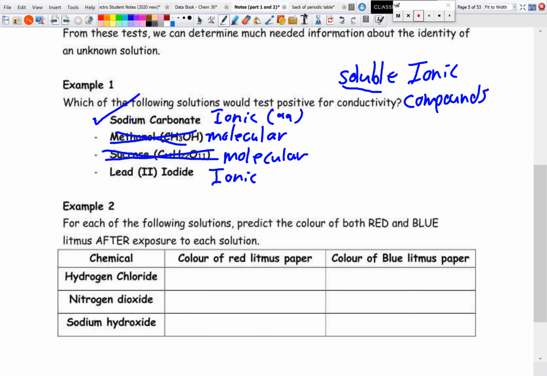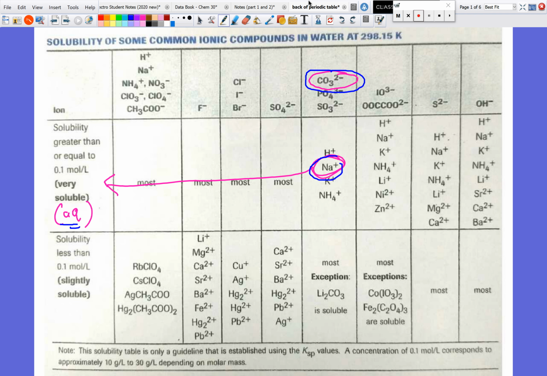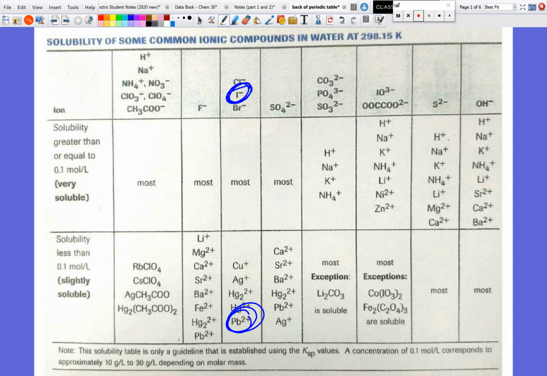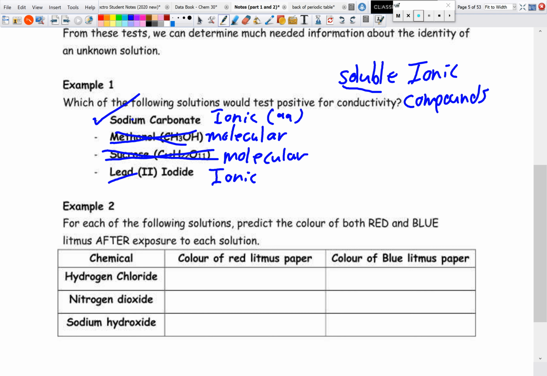Now my lead 2 iodide, I'm also going to have to check. So I'm just going to clear the markings I have right here. I find my iodine ion right here, and I go down. Most are very soluble, that bodes well, but I have to check that lead 2 plus is not down here. Copper 1, silver, mercury 2, whoops. Lead is right here, slightly soluble, so lead 2 iodide also won't, because it stays as a solid. So our sodium carbonate is the only one that will test positive for conductivity.